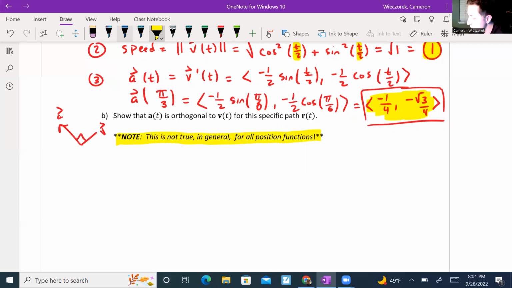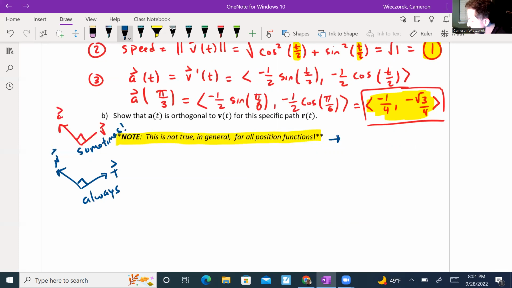It doesn't work the same way as when we talked about the unit tangent and unit normal. The unit tangent vector and the unit normal vector always will be orthogonal to each other because that's how they were defined. That is an always. This is a sometimes. The velocity and acceleration may or may not be orthogonal.